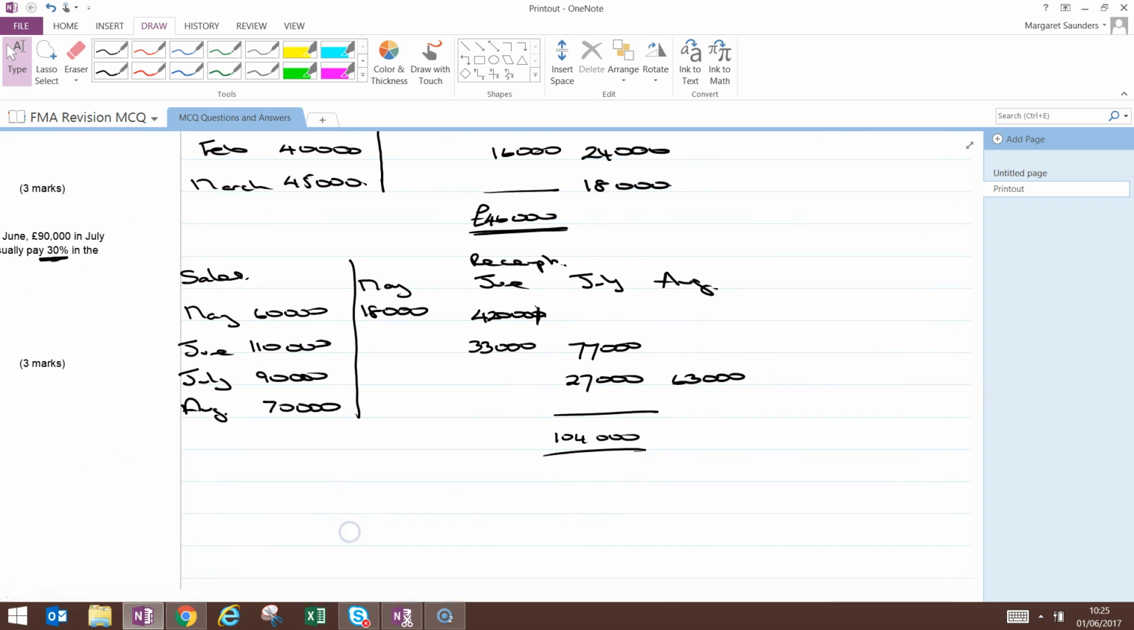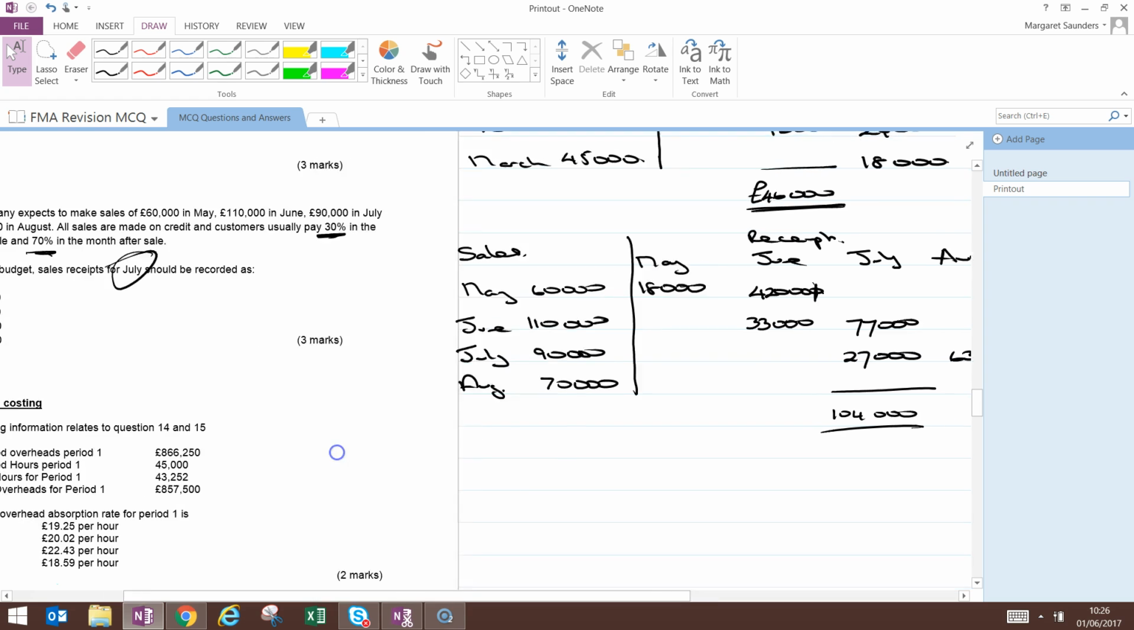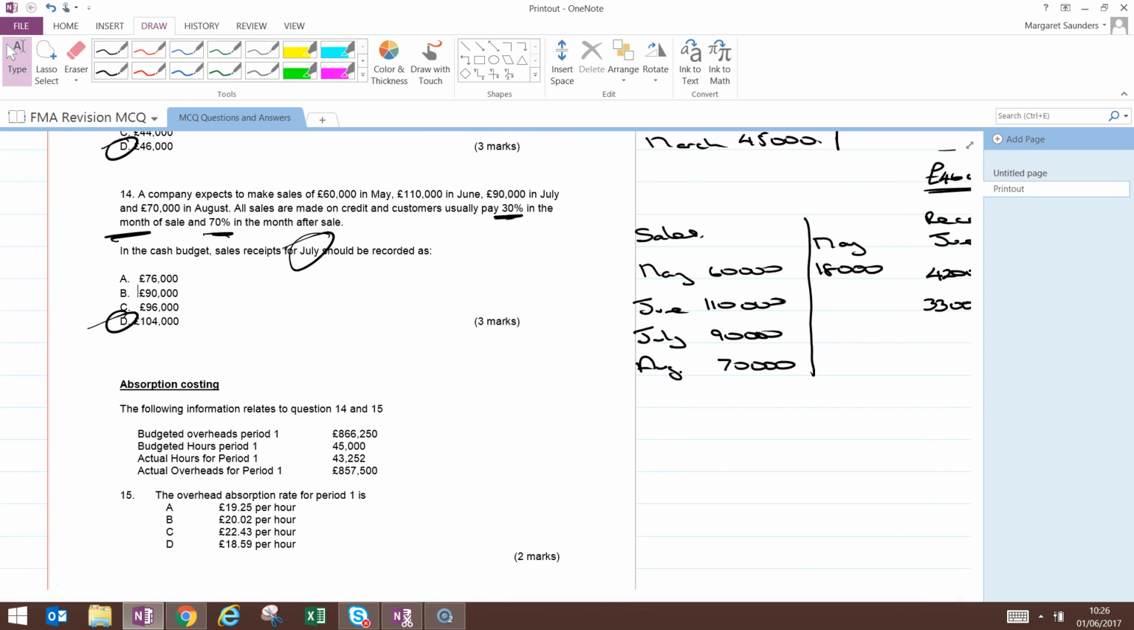So hopefully you can see how useful this table is, and even more so if you were having customers that paid perhaps over 3 months. Maybe they were paying 10% in the month of sale, 40% in 1 month after sale, 50% 2 months after sale. By just drawing up this table, it makes your calculations much easier. So that is budgeting multiple choice questions looked at.